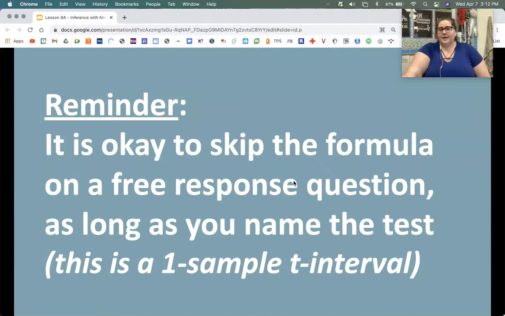As we go into our next step, which is calculations, I want to remind you that it is okay to skip the formula on a free response question about this type of problem, as long as you name the test you're doing. What we're doing right now, we tend to call a one sample t interval. T indicates that it's for means, because we use t for means. You could also say it's a one sample interval for a sample mean. Basically, we have one sample and we're finding a confidence interval. So, one sample t interval.